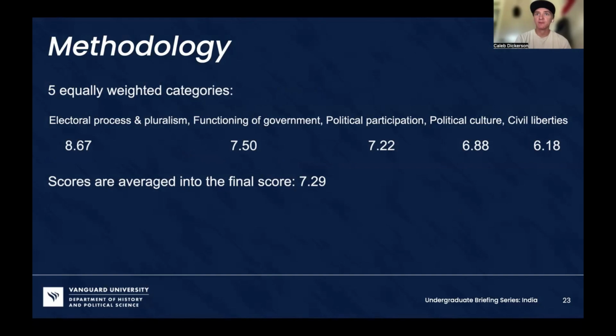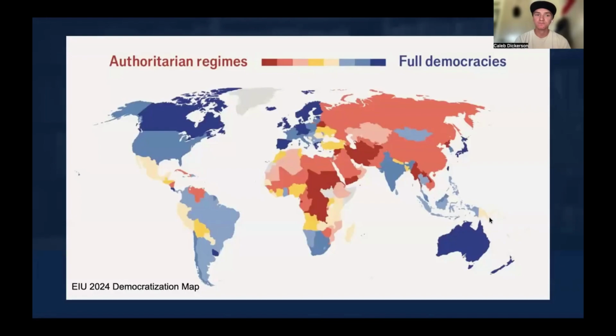The functioning of government is measured by corruption, transparency, and efficiency. Political participation measures voter turnout and engagement. Political culture assesses public support for democracy itself. And finally, civil liberties encompasses freedoms such as speech, press, and assembly. These categories are then averaged into a single score. As we see, India performs very well in electoral process and pluralism, and not very well in civil liberties. All the scores average out to, once again, 7.29.